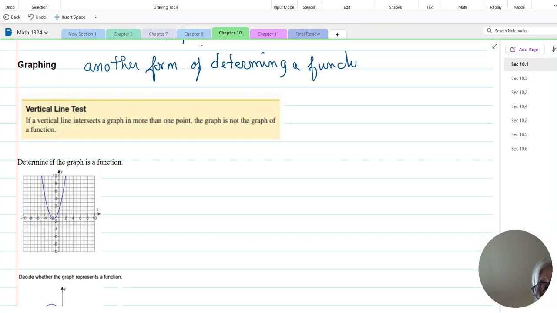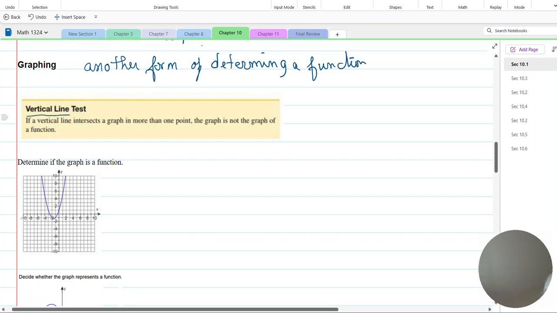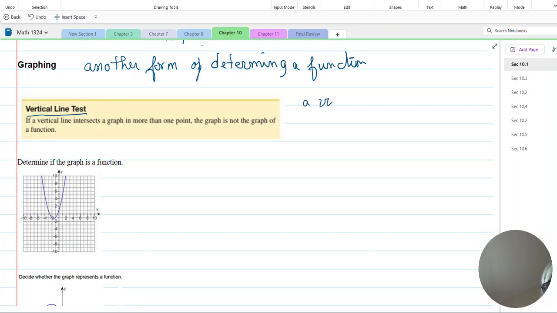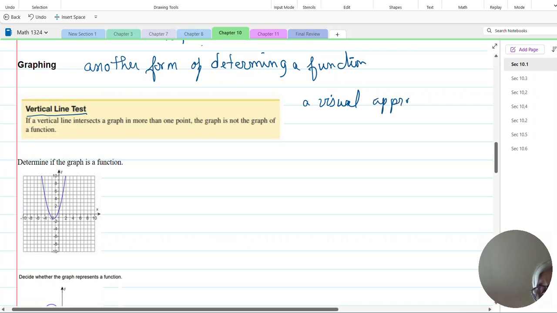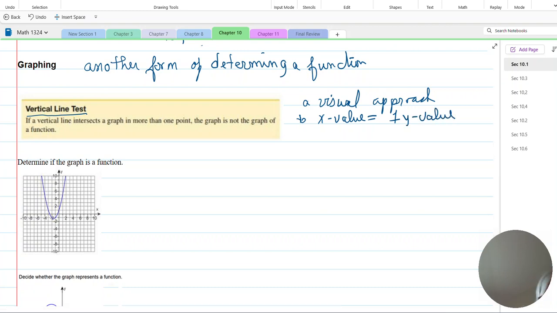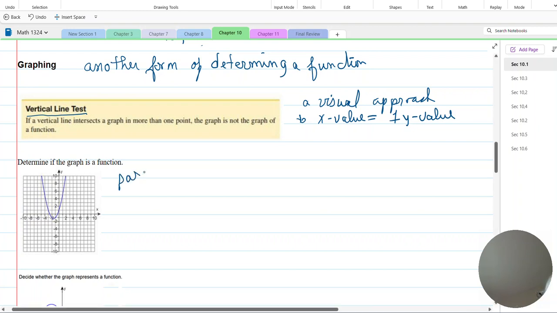This one, we're using something called the vertical line test. Vertical means up and down. So that means a visual approach to X value and Y value. All right. And a graph, of course, is the X and Y. Right here we have a parabola.